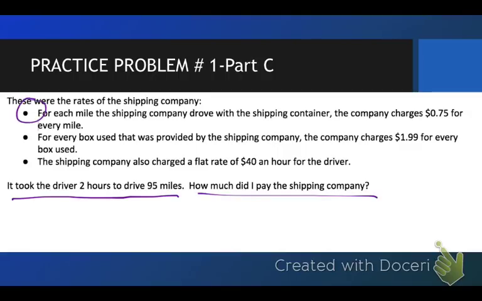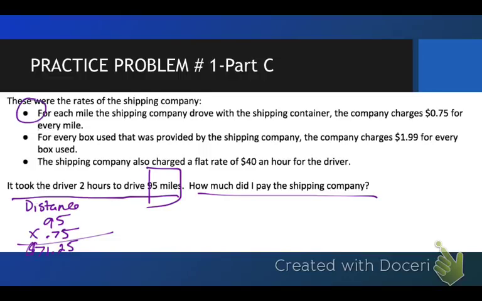So let's start with bullet number 1. I always like to do bullet number 1. It says for each mile, they charge 75 cents. Well, they went 95 miles. So what I'm going to do is I'm going to write distance, okay, because that's what I'm figuring out. So we went 95 miles, and we're going to multiply that by 75 cents because it's 75 cents per mile. Go ahead and do that in your calculator, okay? If you do, you're going to take 95 times 0.75, and you're going to get that cost $71.25. Okay, so it's $71.25 for the distance it went.